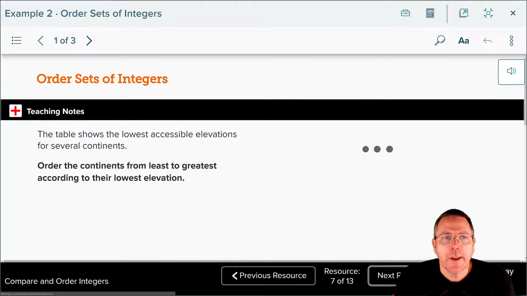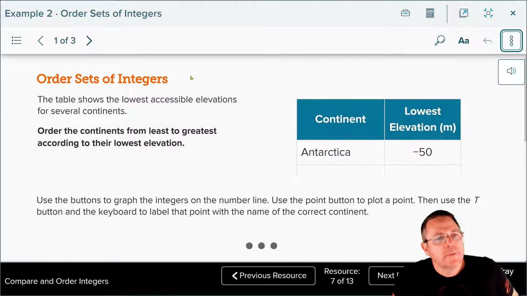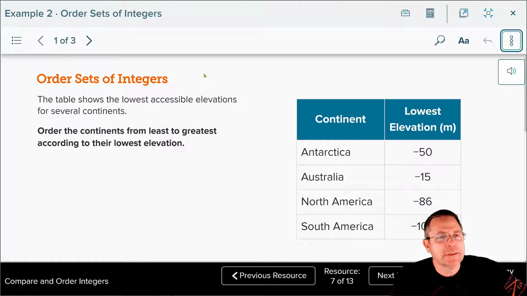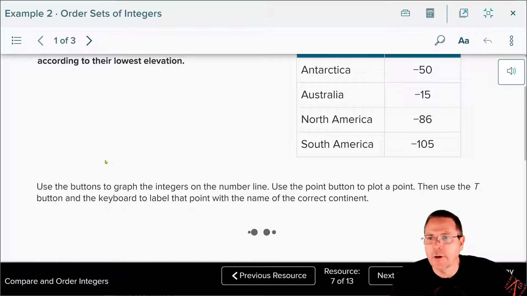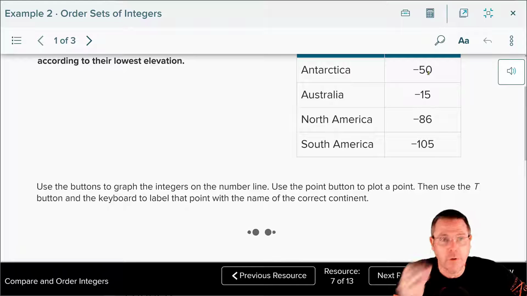I think we are now going to get a chance to do exactly that on a number line. It says the table shows the lowest accessible elevations for several continents. Order the continents from least to greatest according to the lowest elevation. And they have Antarctica, Australia, North America, and South America. And of course, these are all negative numbers, which means that those are elevations that are below sea level.